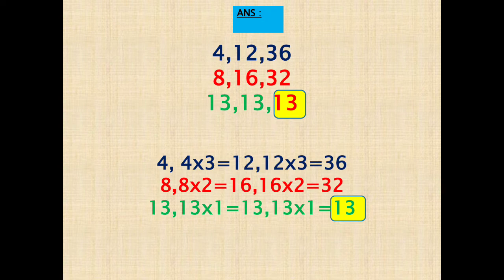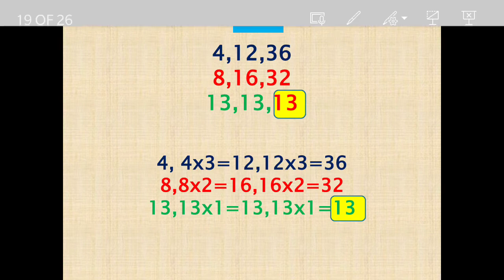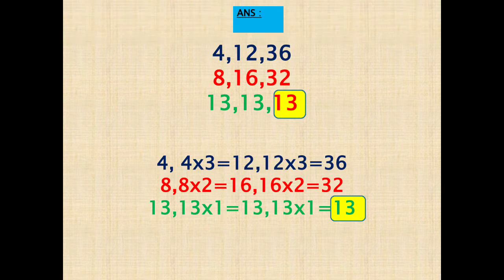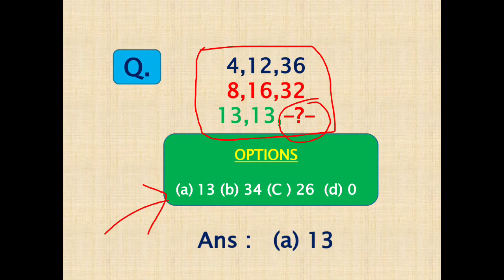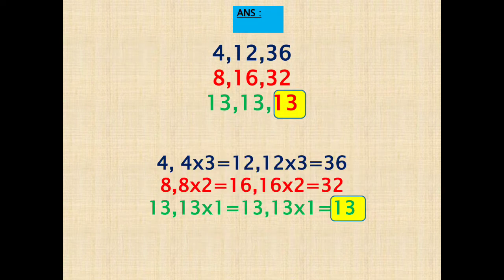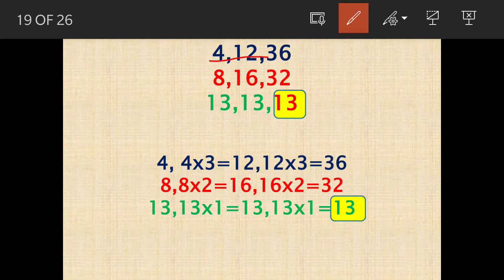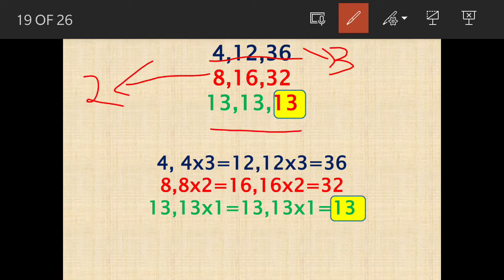Now if you see the series carefully, 4, 12, 36. Now all the numbers are getting multiplied by 3 here in the first row. In the second row, 8, 16, 32, the numbers are getting multiplied by 2. In the third row, 13, 13, so that means the multiplication is by 1. So when you multiply 13 by 1, the next term is 13. So that's how we arrived at our answer, 13. It is explained here.